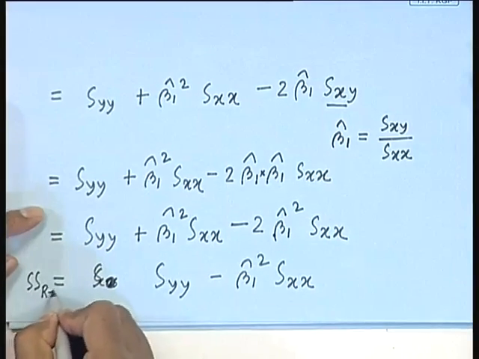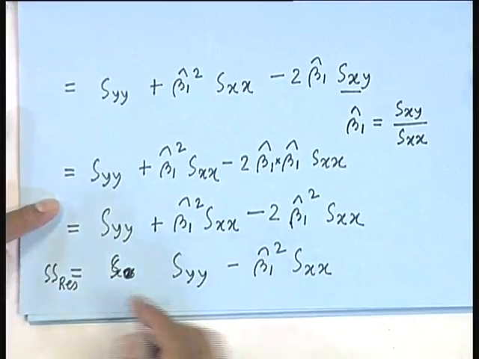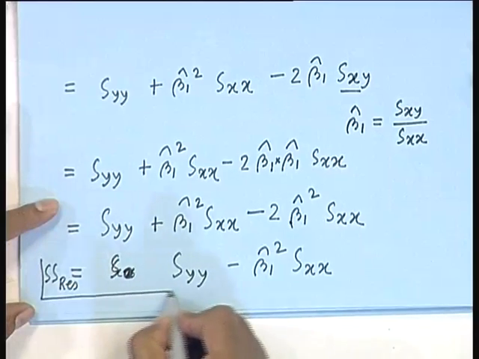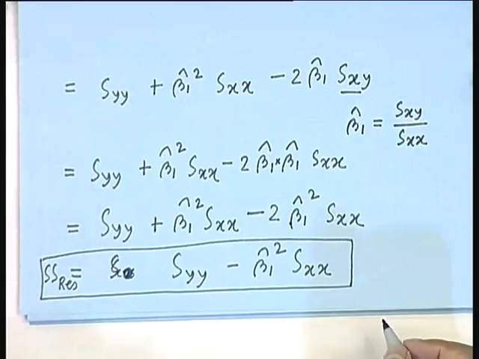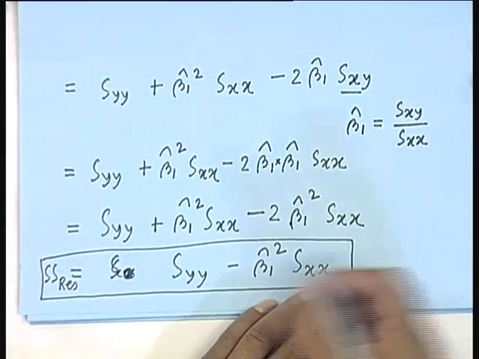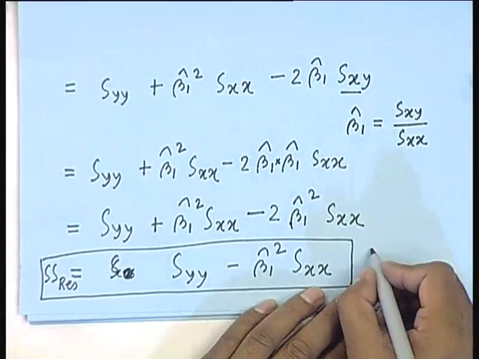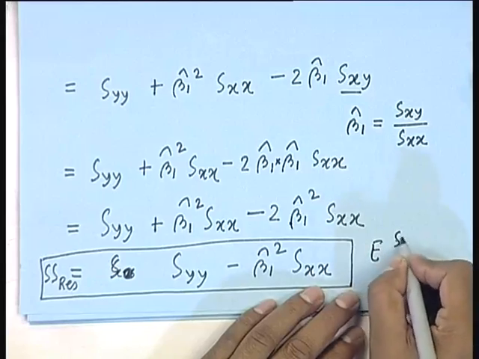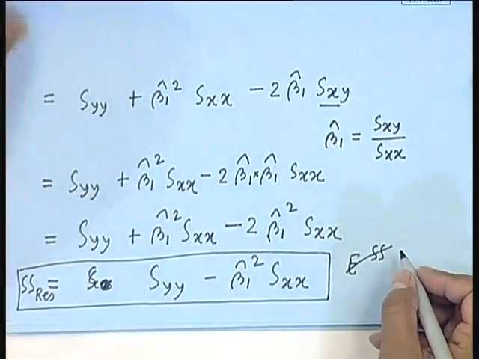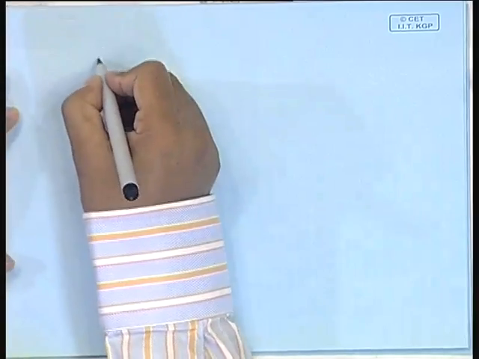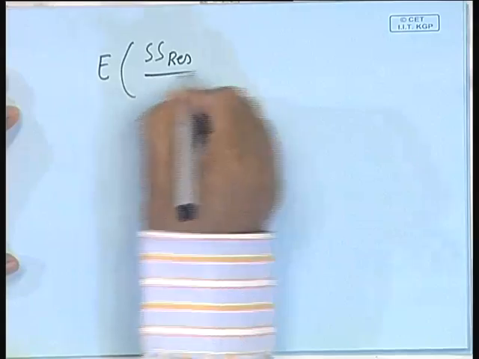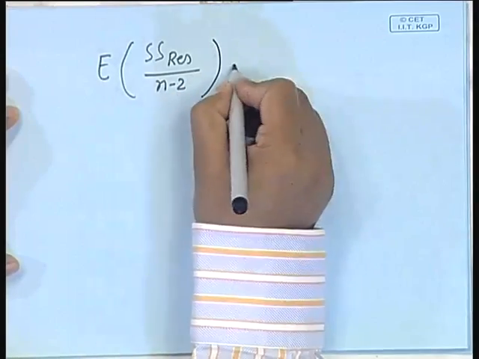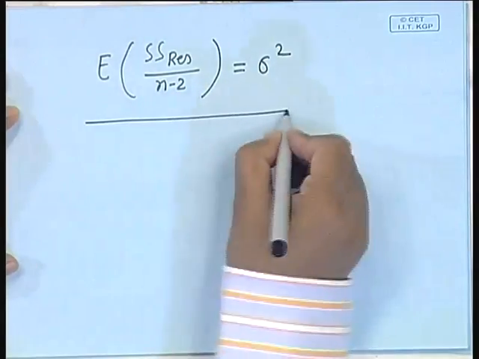SS residual, and we are going to use this one in the next class, because we need to find the expected value of this one to prove that the expectation of SS residual by n minus 2 is equal to sigma square. Well, so we will continue in the next class. Thank you.